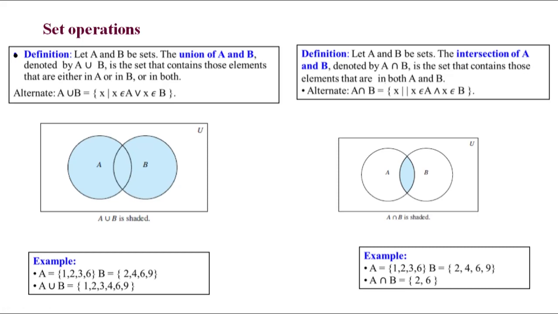And this can also be represented in the set representation like this. A intersection B is equal to {X, where X belongs to A and X belongs to B}. So here, whatever the shaded region is there in between A and B is the intersection. A is equal to {1, 2, 3, 6}. B is equal to {2, 4, 6, 9}. So whatever the common elements are there, that will fall under the intersection: {2, 6}.